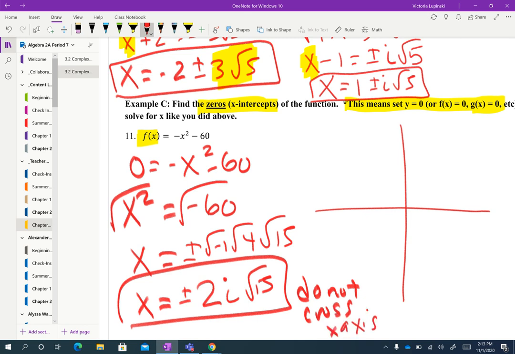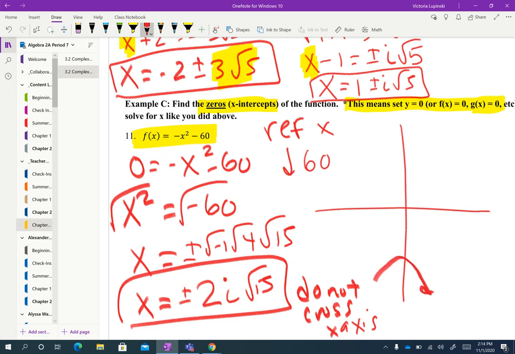So let's think about why that is. This is an equation, negative x squared minus 60. If you think back to your transformations, the negative that's out front means that this quadratic is going to be upside down, or reflected over the x-axis. The minus 60 means that the graph is going to be down 60.